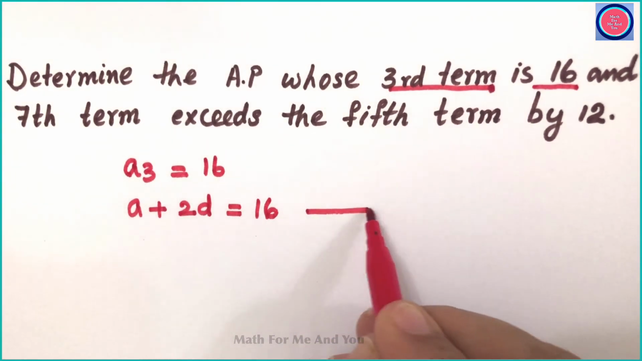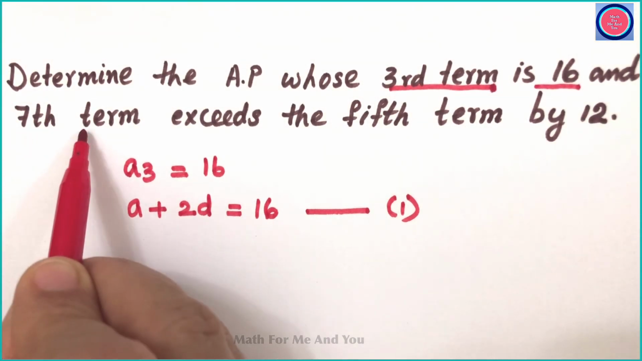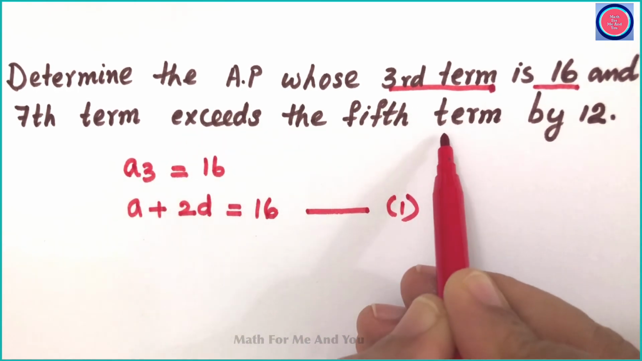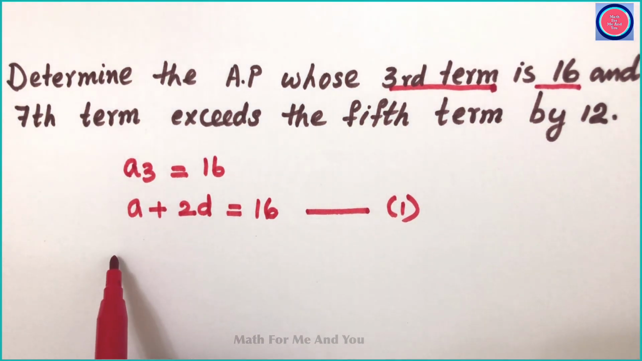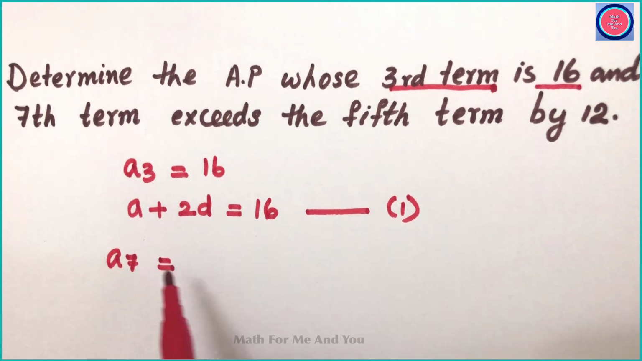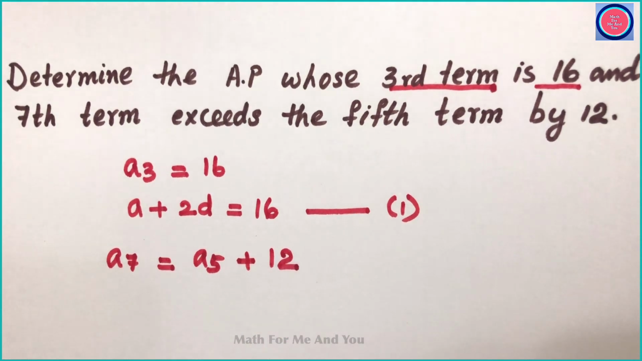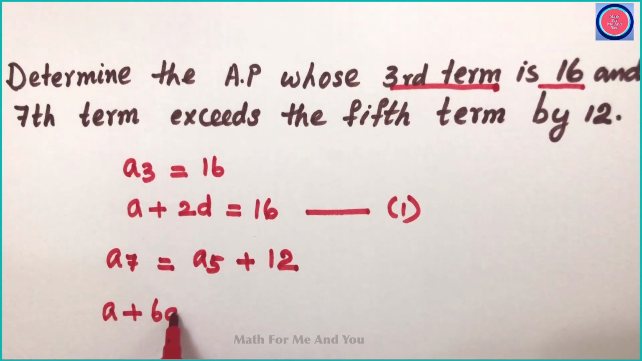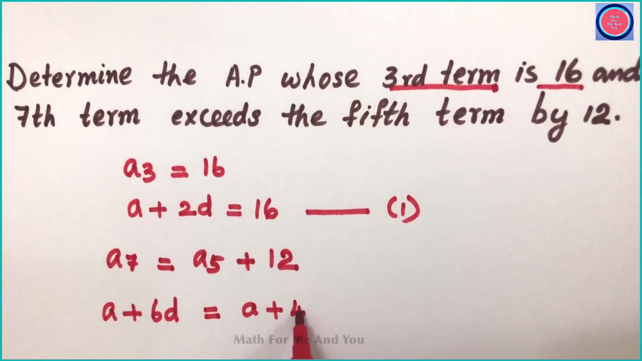We could write this as equation number 1 because we need A and D, the first term and the common difference. That we get from the second condition. Seventh term exceeds the fifth term by 12. So we can write the same way. Seventh term, what is the meaning of seventh term? A7 is equal to fifth term, that is A5. Exceeds means more, plus. So it is plus 12. By using the formula for AN, we can write A plus 6D is equal to A5, we can write as A plus 4D plus 12.